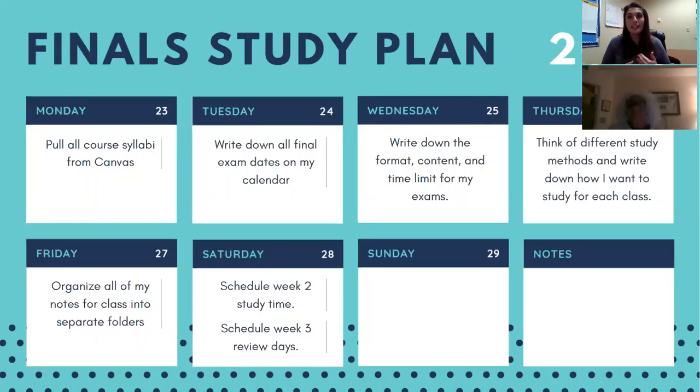Thursday, thinking about different study methods and writing down the ways in which I want to study for each class. Now this task might take a little bit longer. It may take you 20 to 30 minutes to really think through all of the different study methods. But if you know how you want to study for that particular exam, then it shouldn't take you very long at all.